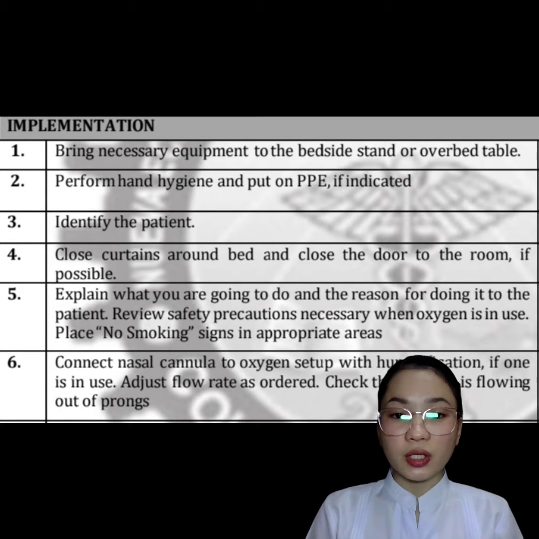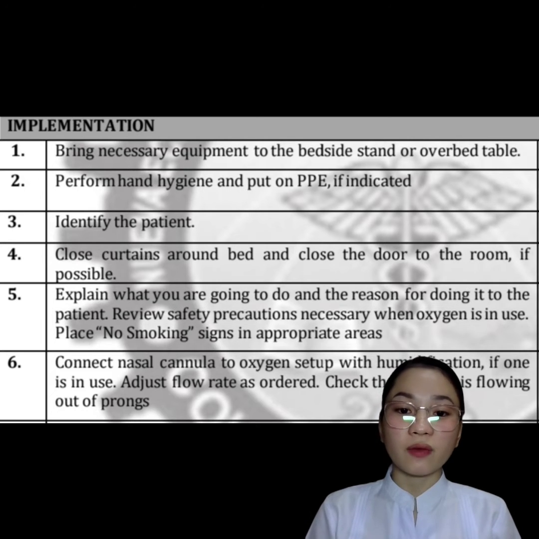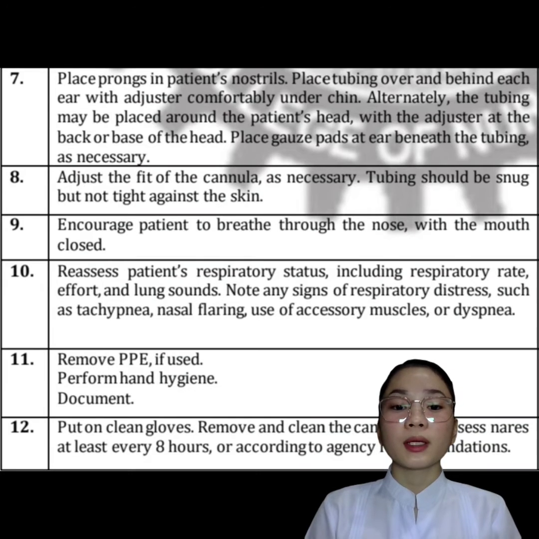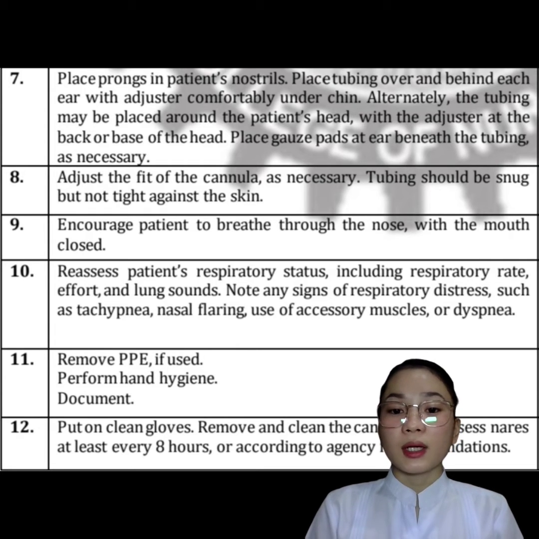Connect nasal cannula to oxygen setup with humidification, if one is in use. Adjust flow rate as ordered. Check that oxygen is flowing out of the prongs. Place prongs in patient's nostrils. Place tubing over and behind each ear with adjuster comfortably under chin.